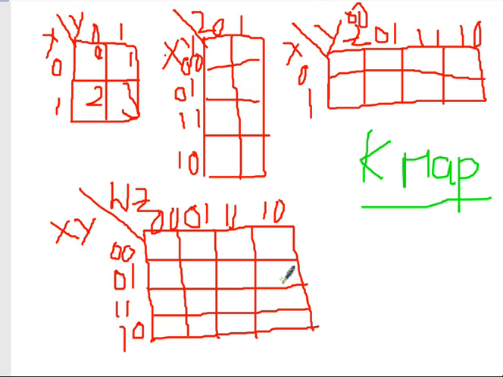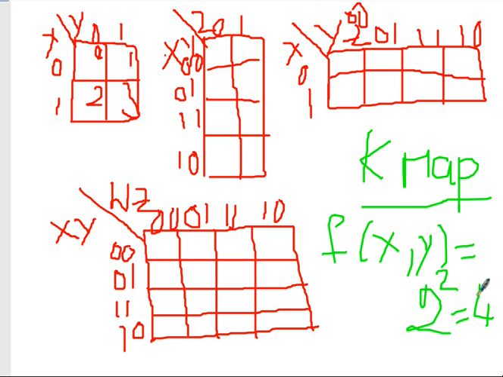So with two variables, how many terms will be there? That is 2 to the power of 2, which means a total of 4. So this is the two-variable K-map, with variables x, y. Two variables, so total 4 combinations.